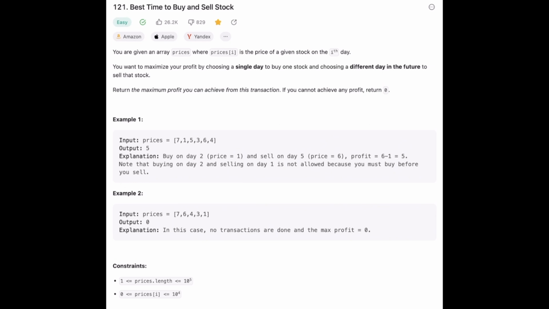So looking at example 1, we can see here we have an array of prices where, for example, on day 1, the price of the stock is 7. On day 2, the price of the stock is 1. On day 3, the price of the stock is 3. On day 4, the price of the stock is 5, sorry. And etc. And as you can see here, if we bought on day 2 and we sold on day 5, we would make a profit of 6 minus 1, which is equal to 5.